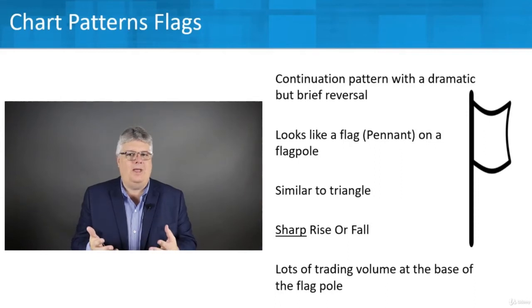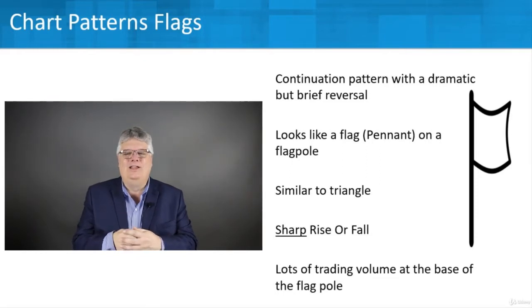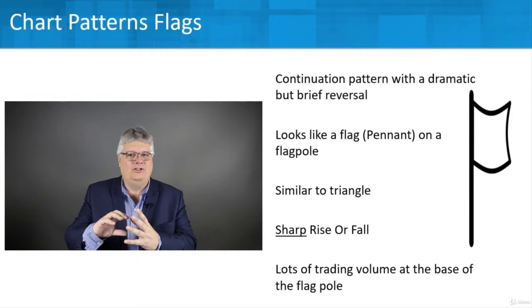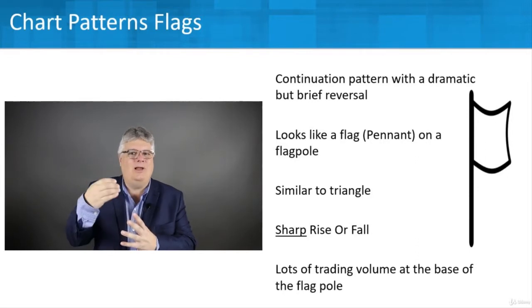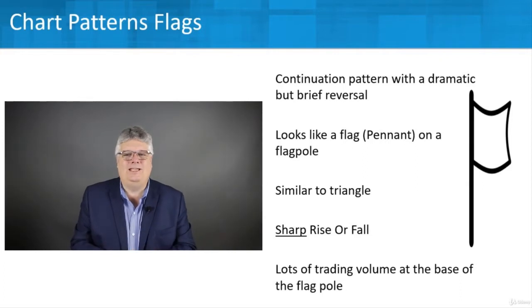Another continuation pattern that's going to follow the trend either upward or downward are what are called flags, right? It's a continuation pattern, but it has a dramatic but brief reversal. So if your prices are, let's say, downtrending, on a flag the prices are going to go dramatically up for a little bit, and then they're going to come back down and follow that trend. We'll see in the example coming up.